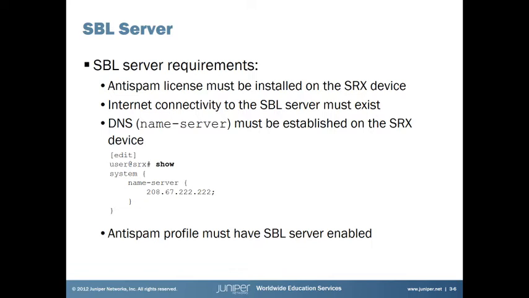Usually for server block list requirements, any spam license must be installed on the device. Internet connectivity to the SBL server must exist. You've got to have DNS set up on your device, which you would. And any spam profile must have the SBL server enabled. SBL is your server block list, a list of mail servers or IP addresses along this block list.